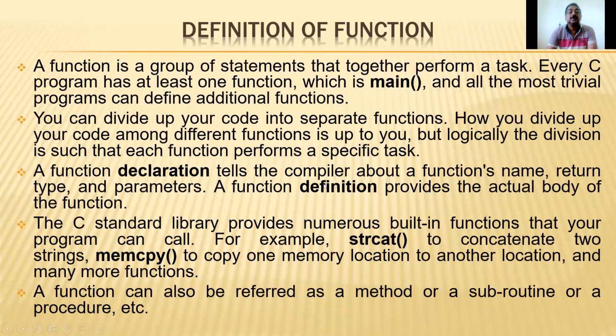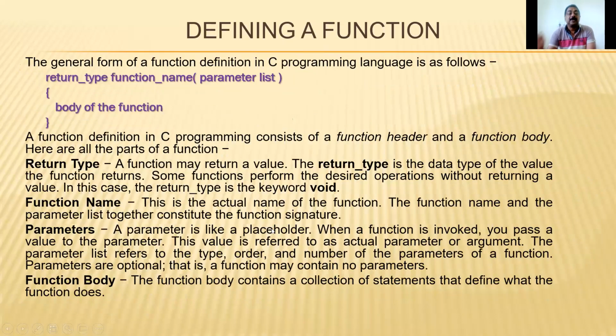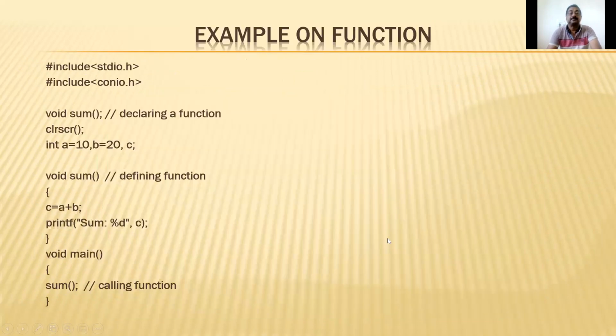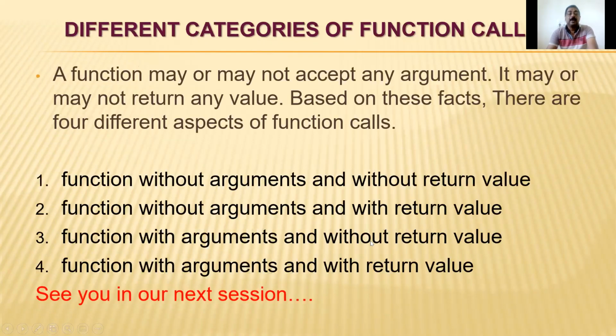To define a user defined function, we have to give the return type, the function name, and the parameter list. The function body will calculate something or do some specific task. This is the function prototype, where we specify the header side and the body side of the function. We have also seen an example of a function.